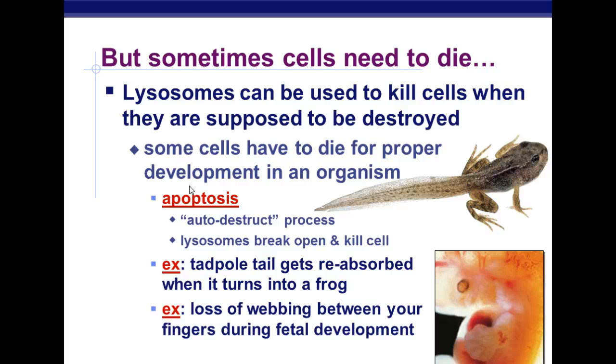Now in this slide you see a couple more examples you may want to get in your notes as well. Where the tadpole's tail gets reabsorbed after it turns into a frog, and the webbing between your fingers is another example. That happens inside the mother's womb, and that webbing disappears during fetal development.